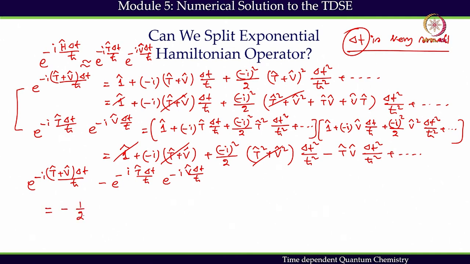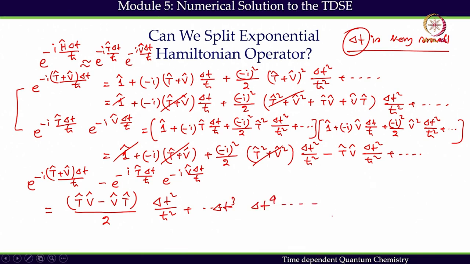And the difference between the remaining parts is going to be, one can show it very easily, minus half, with a little bit of simple algebra, one can get this (TV minus VT) by 2 multiplied by delta t^2 by h cut^2 plus other terms. But remember, other terms will have delta t cube term, delta t fourth term, all these terms. So, what we will do? Because delta t is already very small, we can neglect all other higher terms, and we can say that the error is going to be proportional to delta t^2.